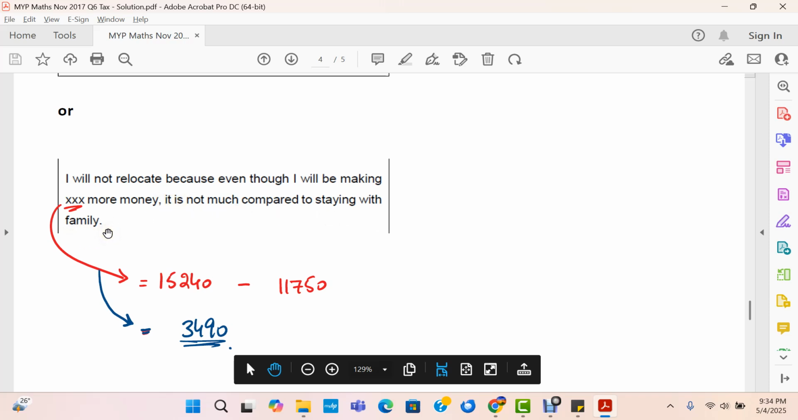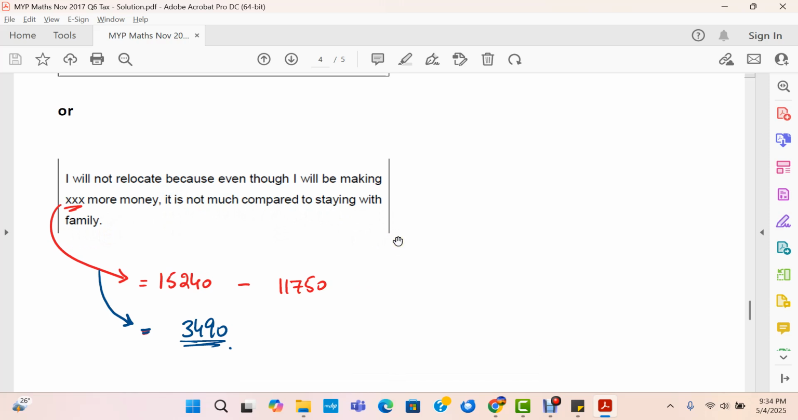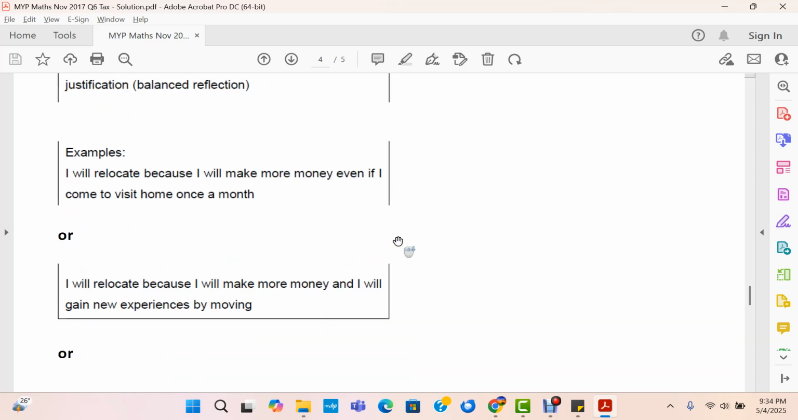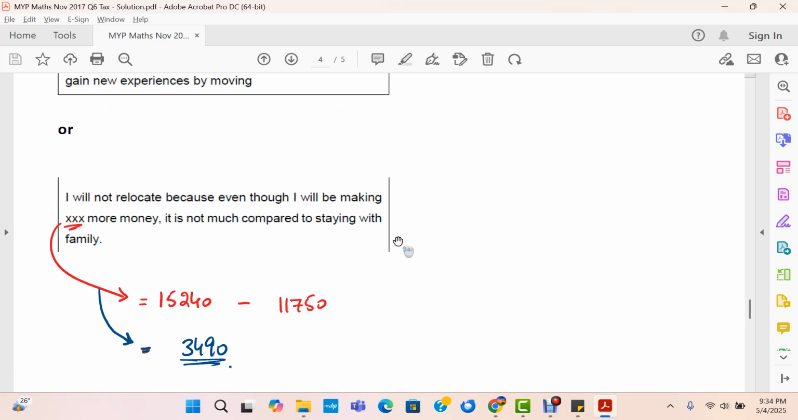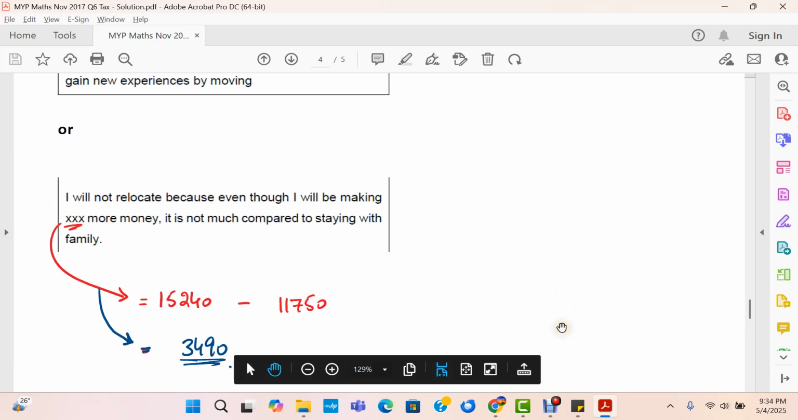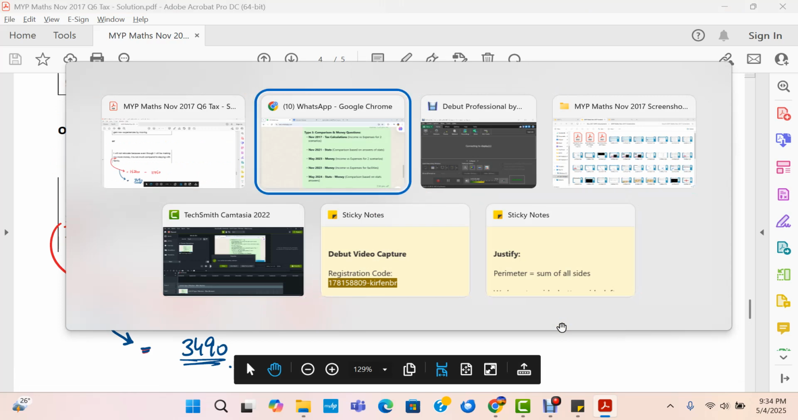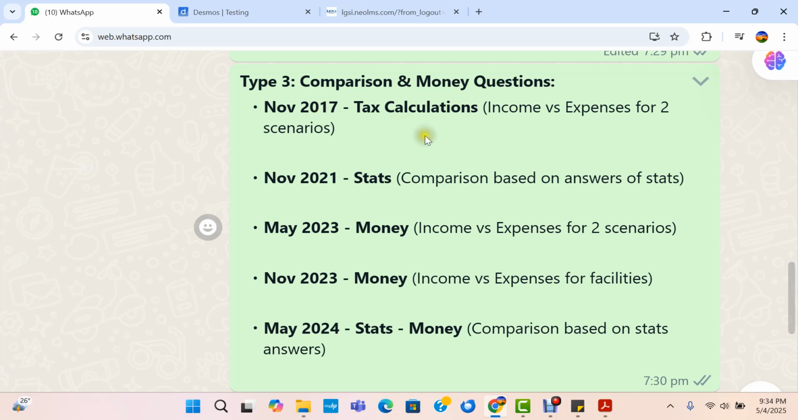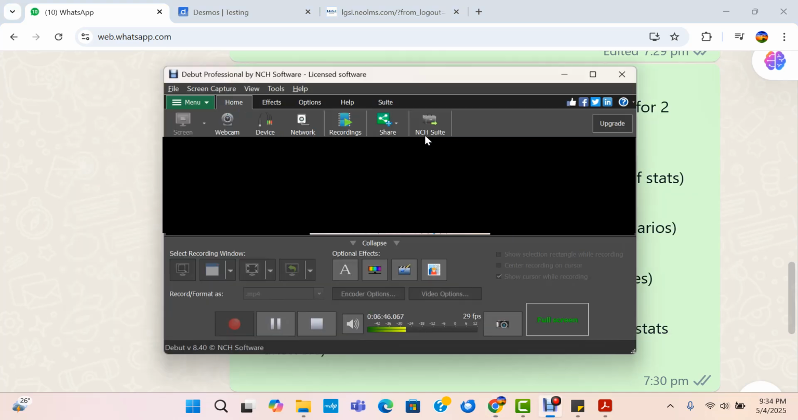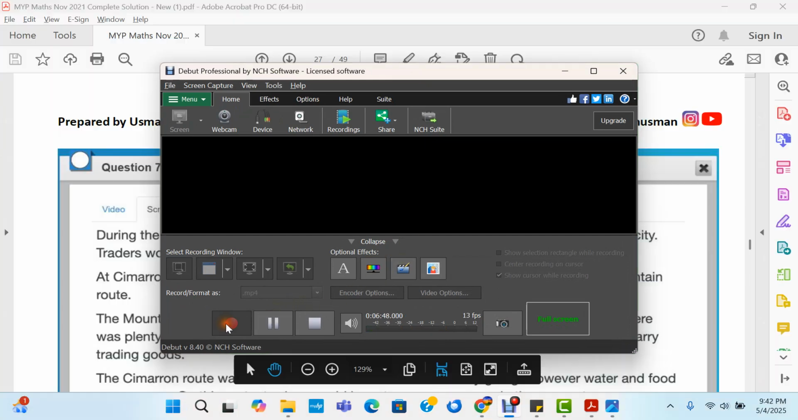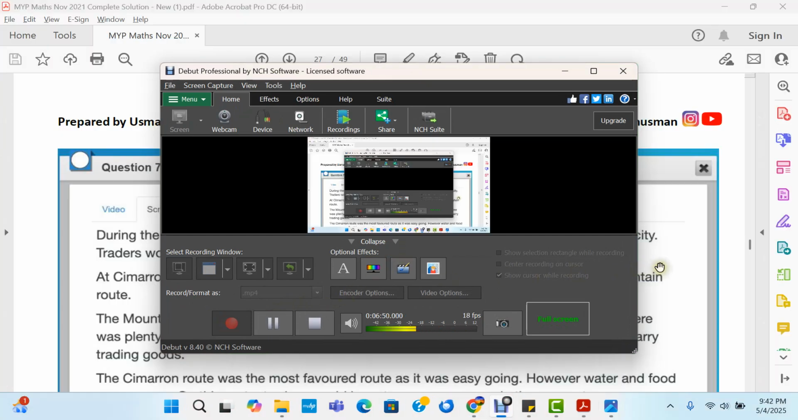So the family point, the examiner has given that weightage. This was one of those options where you could select both choices, but they need to be accompanied with a reason. And this finishes November 2017 tax calculations. All right, so let's continue.